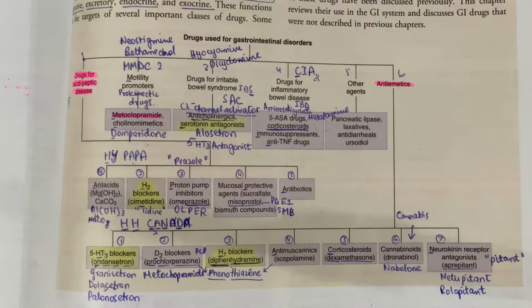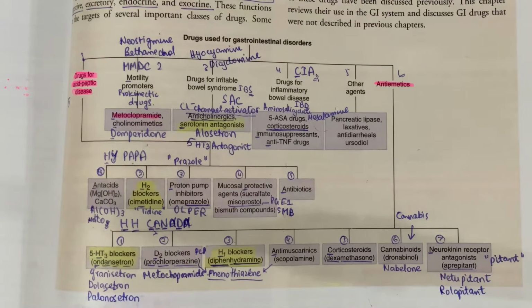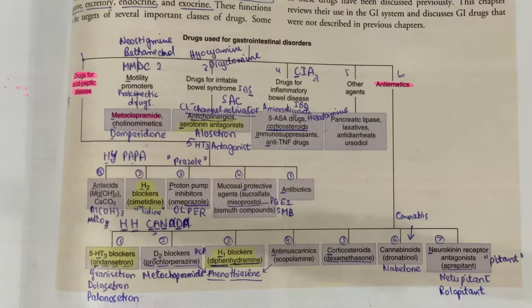First of all, there are antacids. Antacids include magnesium hydroxide, then calcium carbonate, aluminum hydroxide, then sodium carbonate. Then we have H2 receptor blockers, that is cimetidine. All drugs which end in tidine are H2 receptor blockers, histamine blockers. Then we have proton pump inhibitors, which include omeprazole, esomeprazole, lansoprazole.